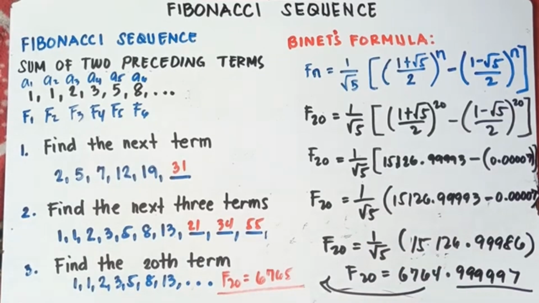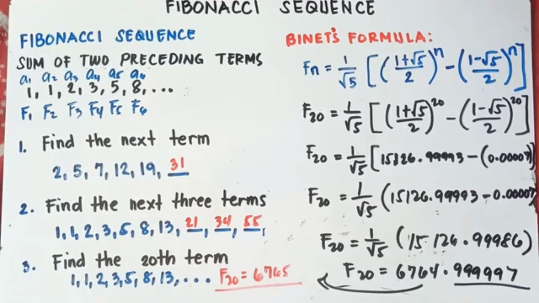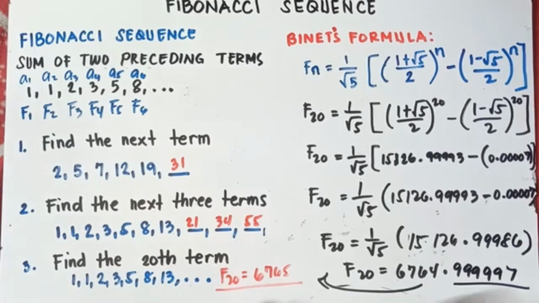So let's try to compute this one, class, manually by just adding the terms, to see if we really get 6765. Pause the video because I will be erasing the solution, and we will answer this one manually. What if the teacher will not allow you to use a calculator? What will you do? Let's explain that for you to really understand.